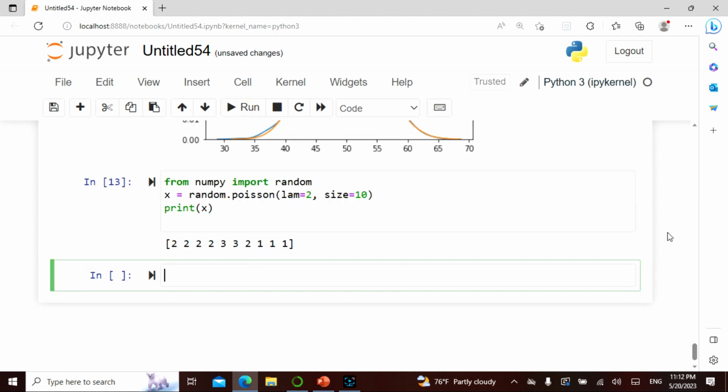So let's see what is happening. 2 has happened 5 times, 3 has happened 2 times, and 1 has happened 3 times. So this is a size of 10. This is what we actually do in Poisson.